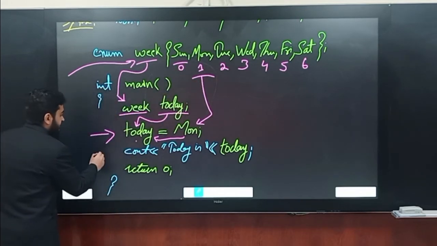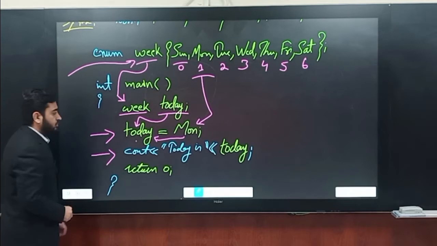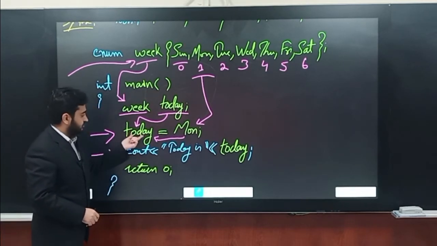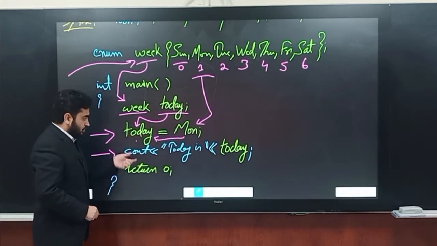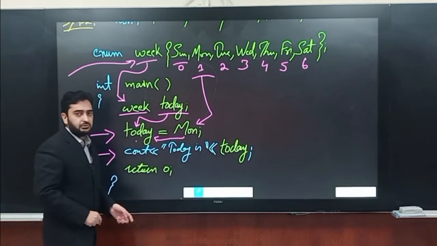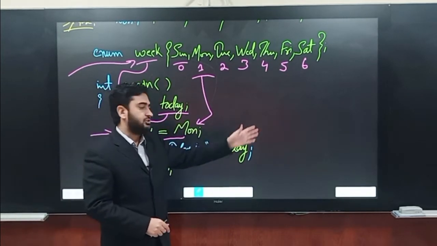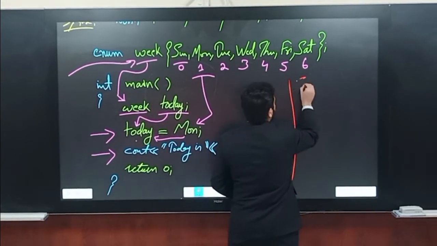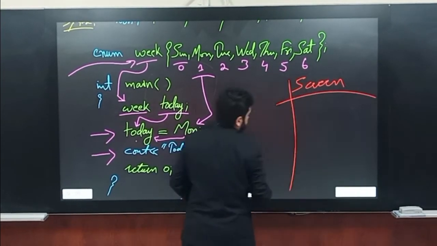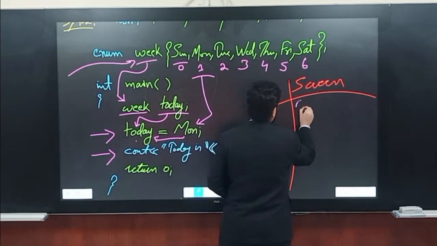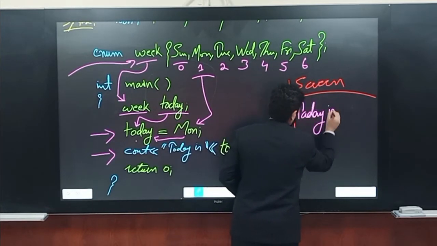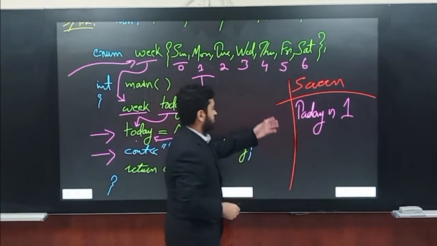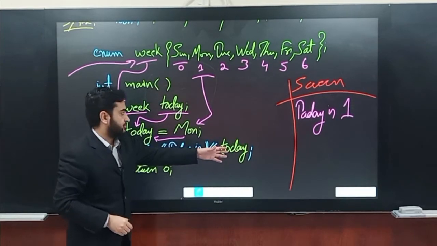In the next statement we are going to print the value of this variable today. So this today will print out a value on the screen, and this will be the output on the console screen.